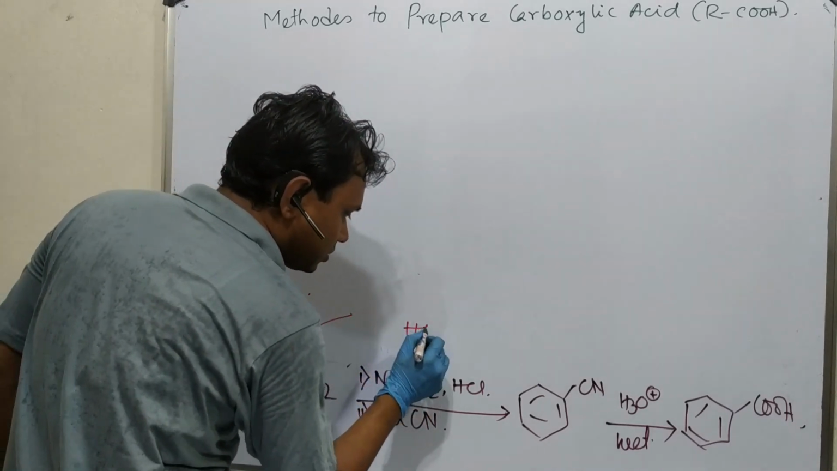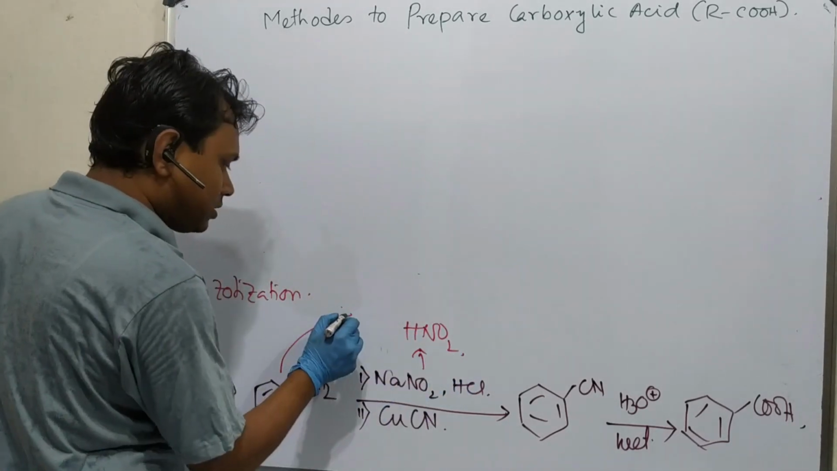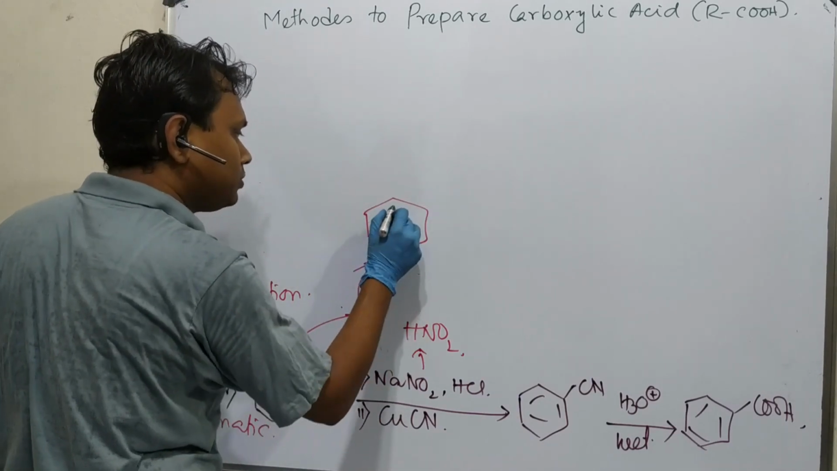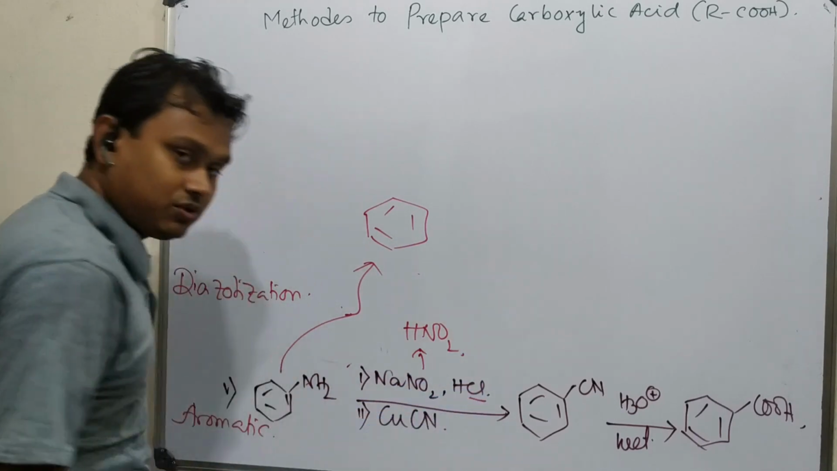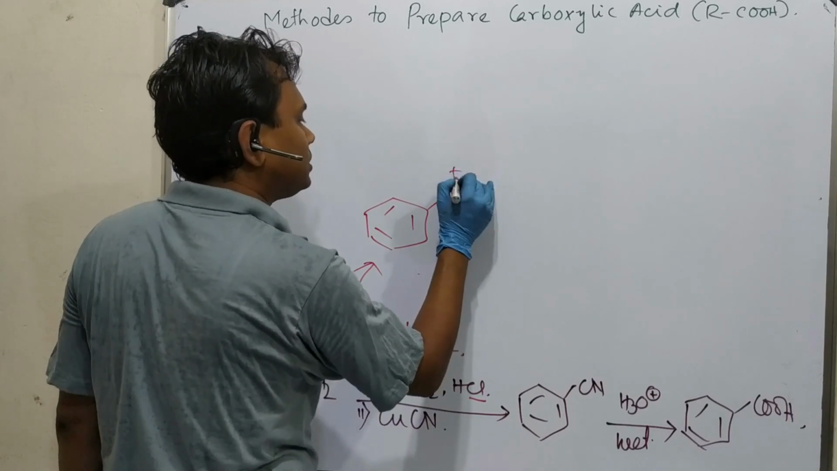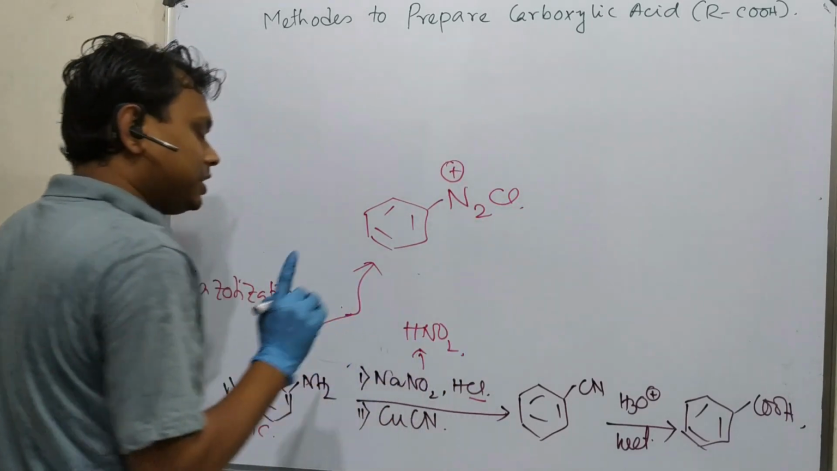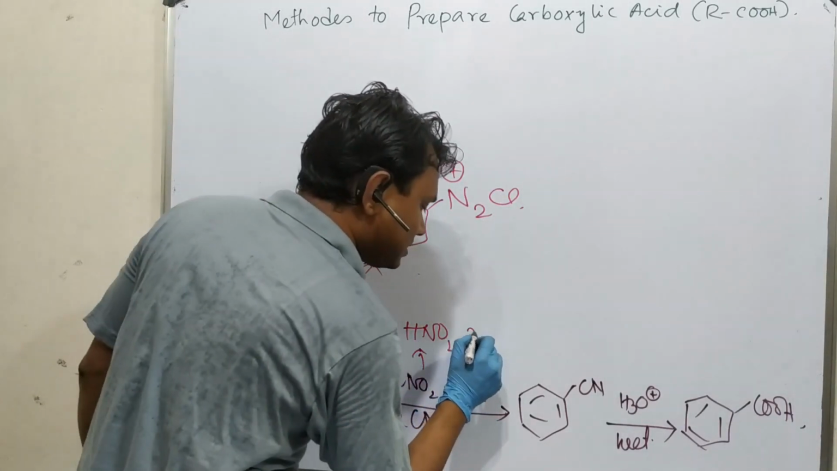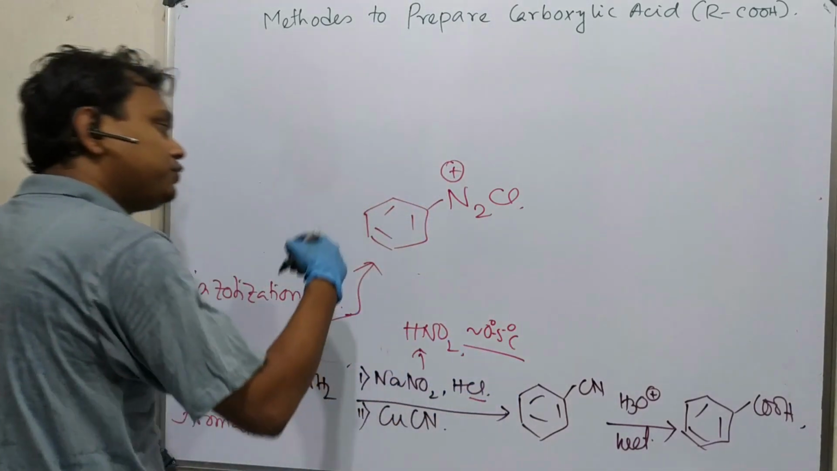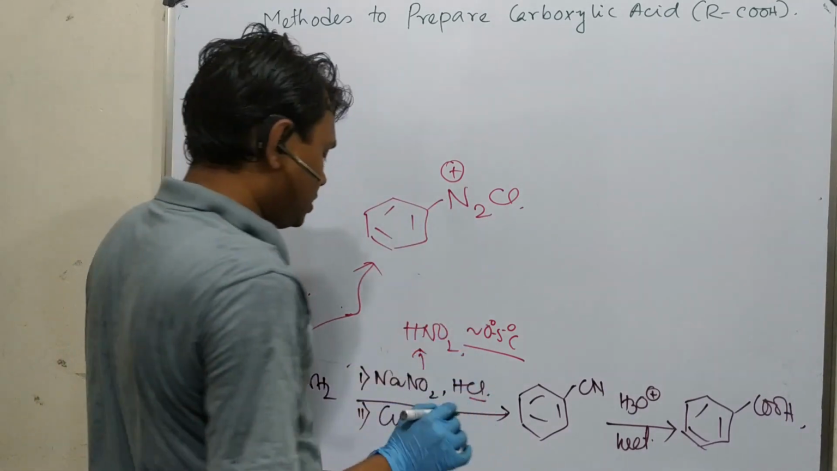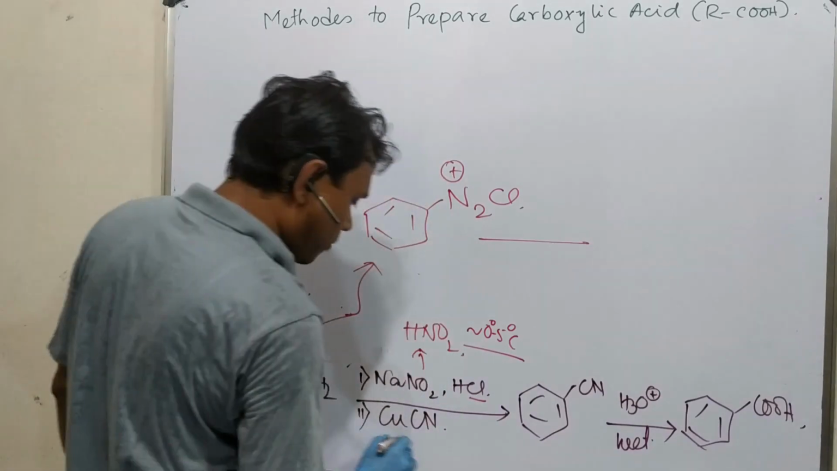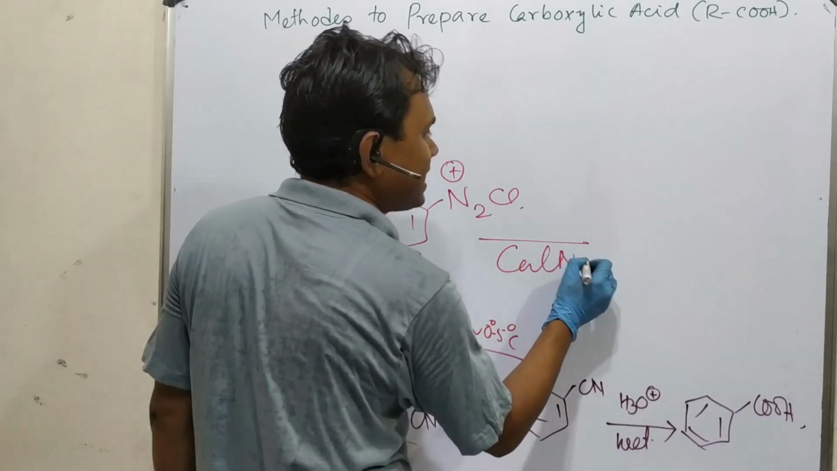What happens with ammonia, NaNO2, HCl? It produces HNO2, and this HNO2 reacts with the NH2 and produces diazonium chloride. Since I have used HCl, it should be diazonium chloride. Keep in mind, this reaction is always done at 0 to 5 degrees centigrade. If you heat it, it will decompose. In the next step, cuprous cyanide is used. This is the Sandmeyer reaction.